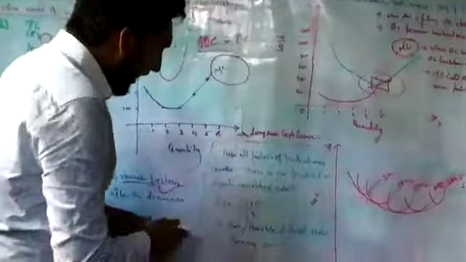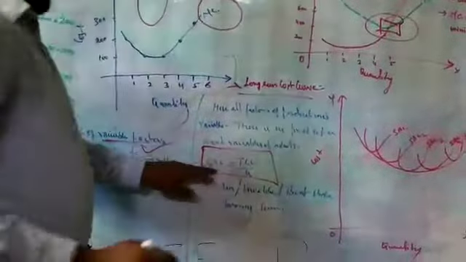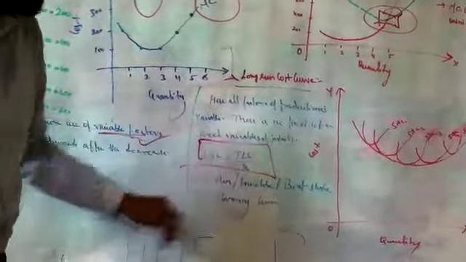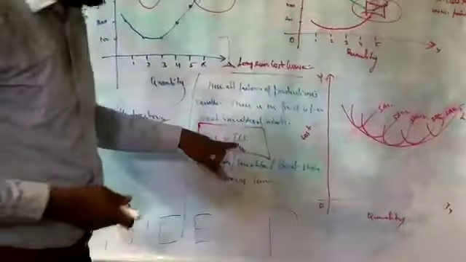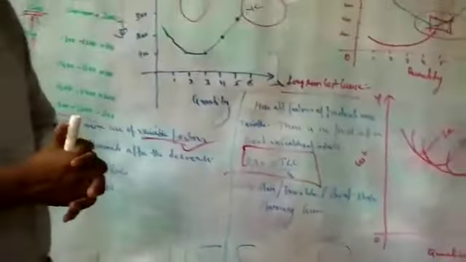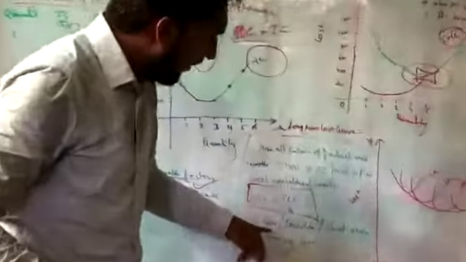Okay? You can identify it with the help of a formula. Long run average cost is equal to total long run cost divided by Q, that is, total long run cost divided by quantity. This long run cost curve is also known as the plan curve, envelope curve, boot shape curve and planning curve.